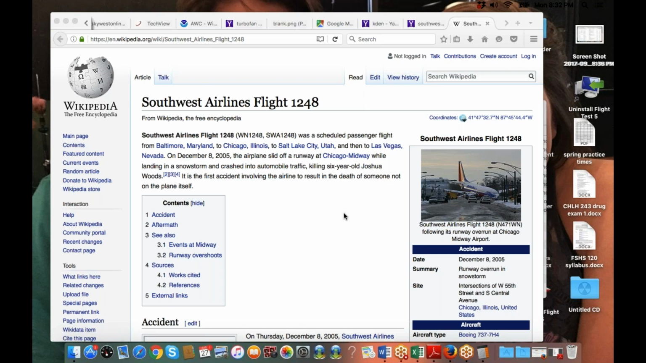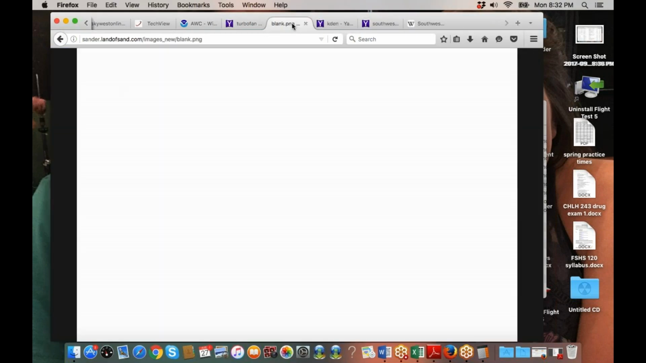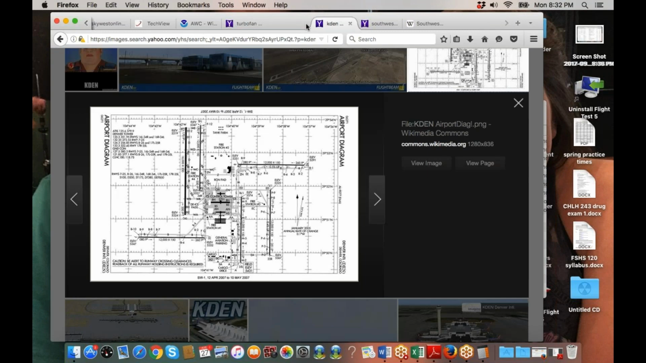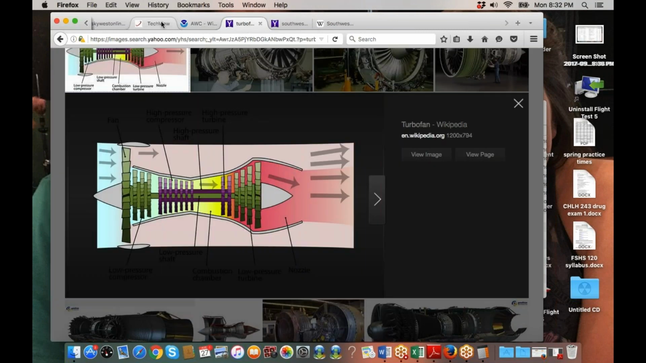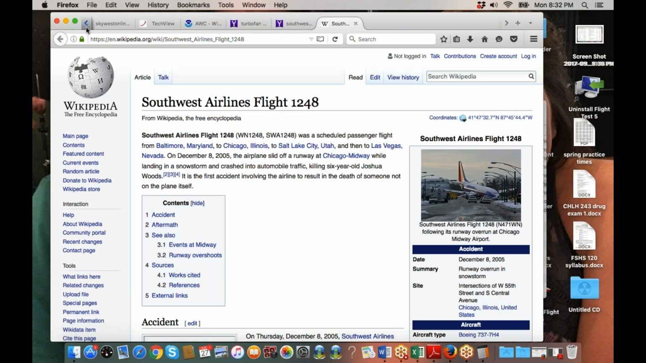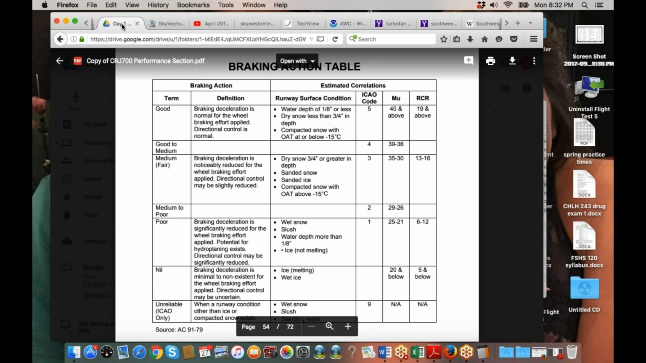All right. What we're going to transition into talking about is takeoff and landing, a little bit of performance issues, and contaminants. So, here we go.